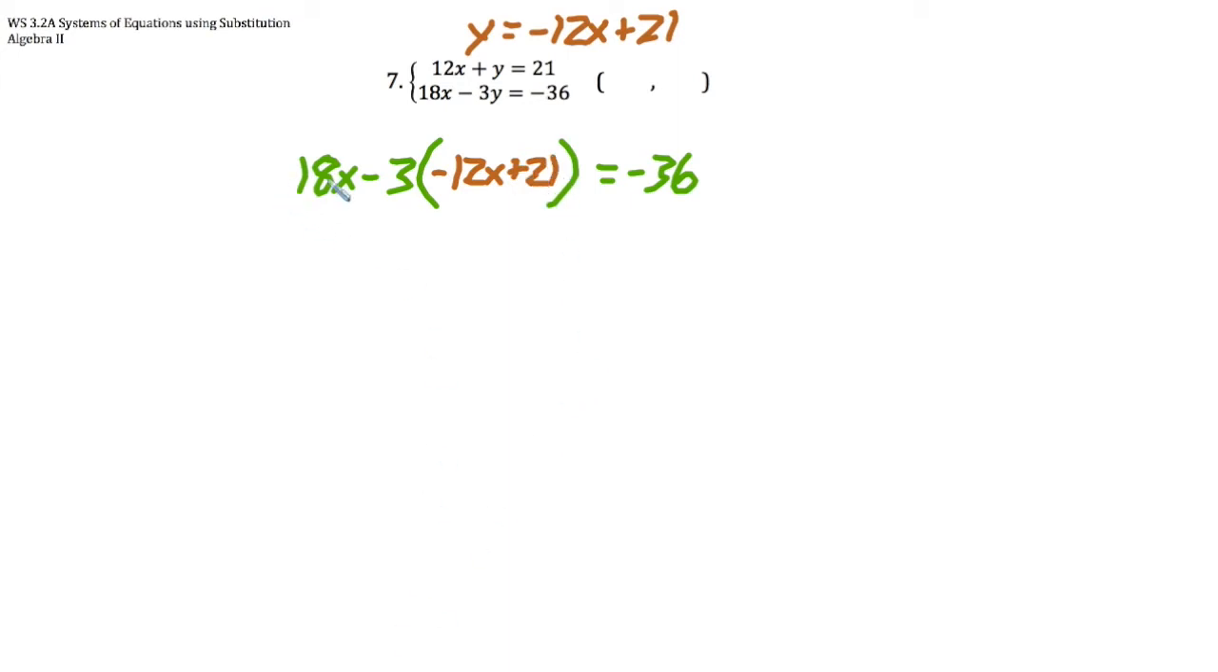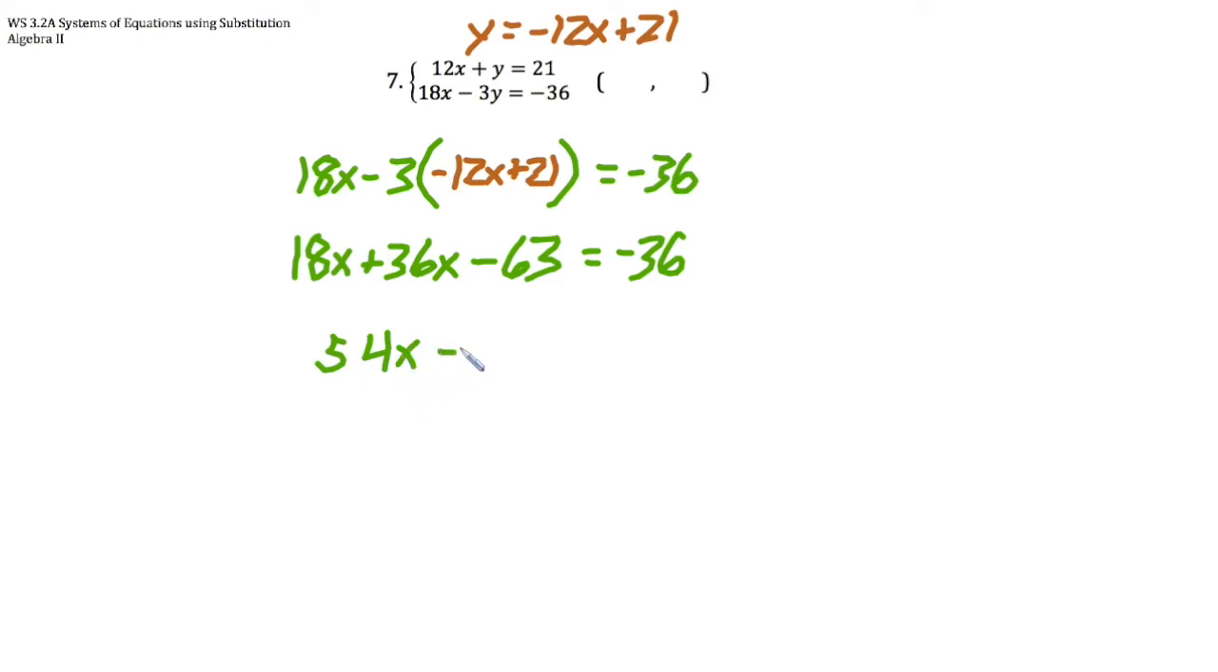Now I am ready to solve this new rewritten, substituted-in equation with only one variable in it. It only has x. Now this is going to take a little bit of algebra here. I hope I can keep it straight. 18x minus, let's see, negative 3 times negative 12x makes positive 36x. And negative 3 times positive 21 makes negative 63. And that equals negative 36. The 18x and the 36x together make, let's see, there's a 4, and then that'll carry 1 to the 54x minus 63 equals negative 36.